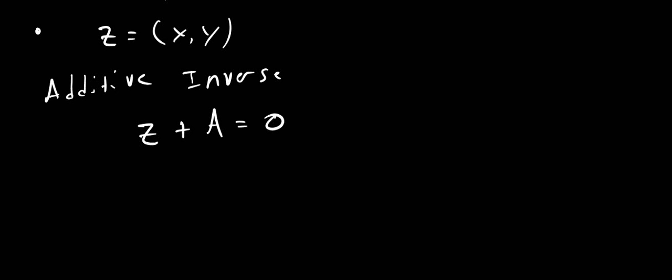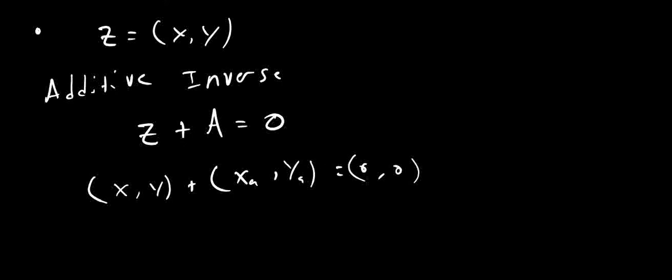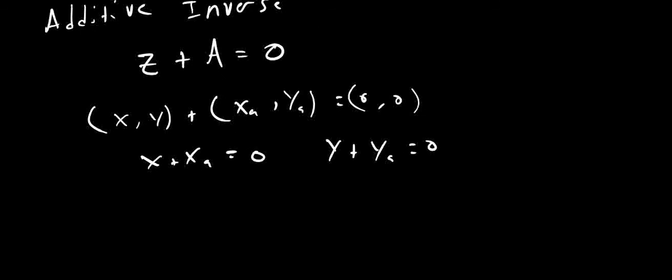And to figure out what this is, we just solve some equations. So here, right here, this is x comma y plus, we'll just say this is xa comma ya. This all has to equal 0 comma 0. And so this would be x plus xa has to equal 0, and then y plus ya has to equal 0. Now these are basic algebra equations to solve.